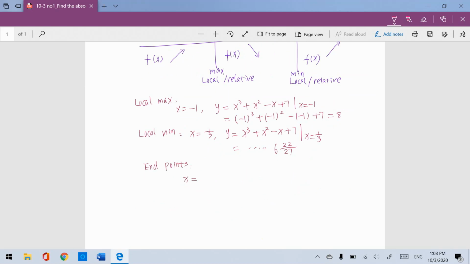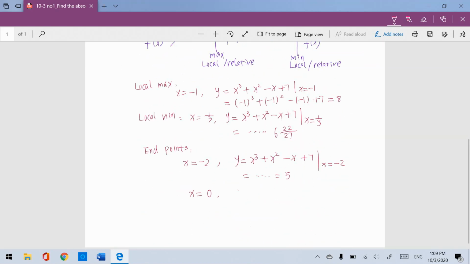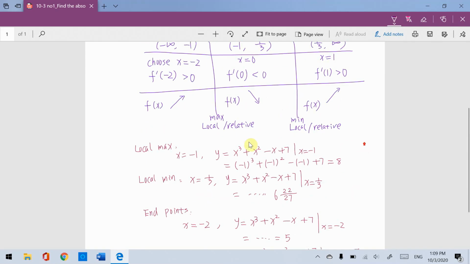So when x equals negative 2, what's the y value? So you just plug in negative 2, and to save time, I get 5. Then another endpoint is the upper bound, right? x from negative 2 to 0, that's the given condition. So you replace x in the original function by x equals 0. So that's 7. So we get 4 numbers.